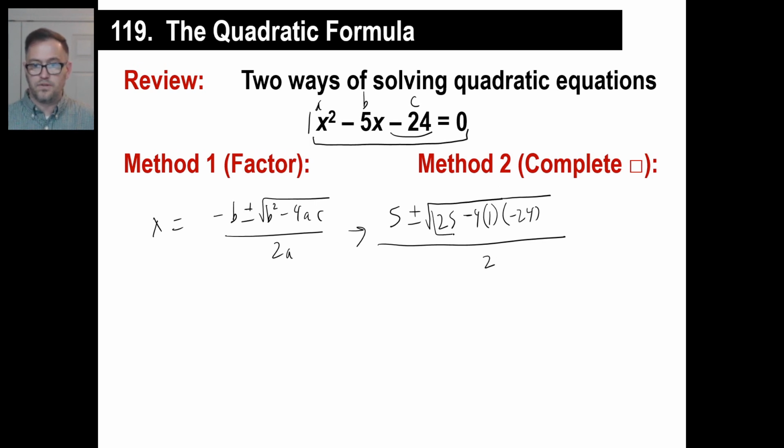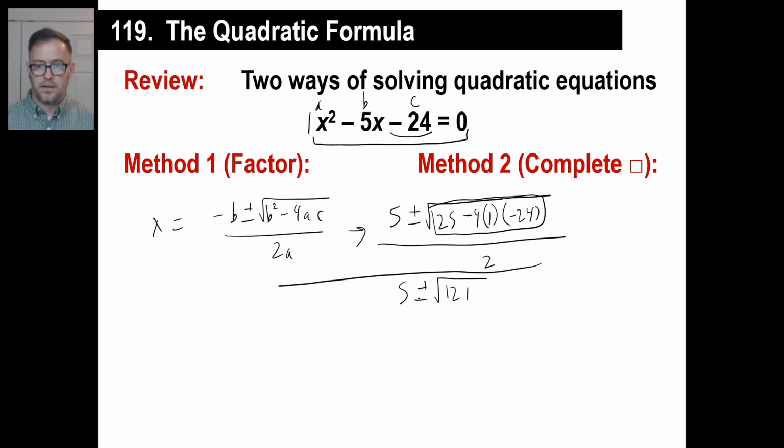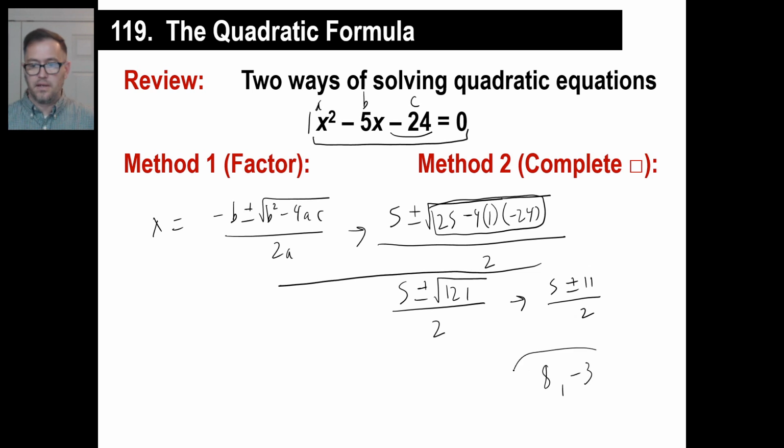Okay, let's work on this junk in the middle here. All right, so we have 5 plus or minus the square root of, okay, -4 times 1 is -4. -4 times -24 is positive 96. 25 plus 96 is 121. Let me separate that there. That's going to be all over 2. Okay, well, the square root of 121 is 11. All right, so 5 plus 11 is 16 divided by 2 is 8. 5 minus 11 is -6 divided by 2, -3. And if you remember, those are our two answers. So it actually works. Kind of weird, isn't it?